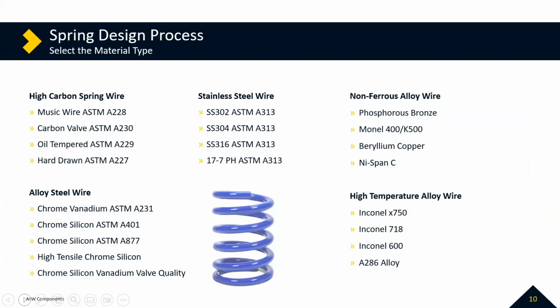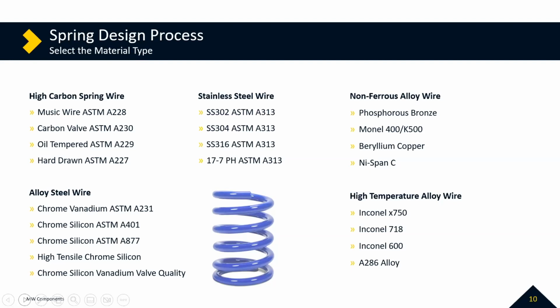So from that chart, we'll name a couple of different types of materials in those categories. For your high carbon spring wire, the most common materials would be your music wire, your hard drawn, and your oil tempered. For stainless steel spring wire, the most common ones are your 302, your 316, and 17-7. Your 17-7 would be the higher in tensile and lower in corrosion resistance. Your 316 would be lower in tensile but higher in corrosion resistance. And your 302 is kind of in the middle.